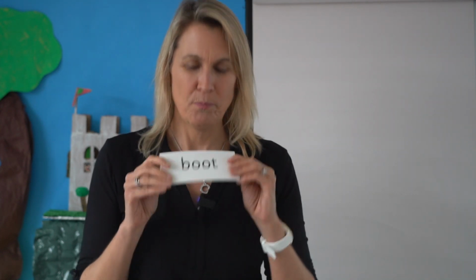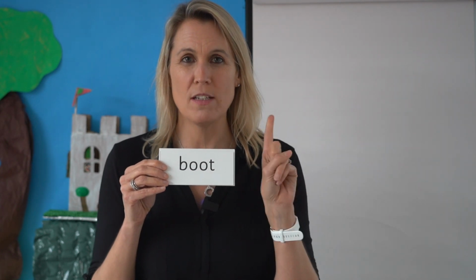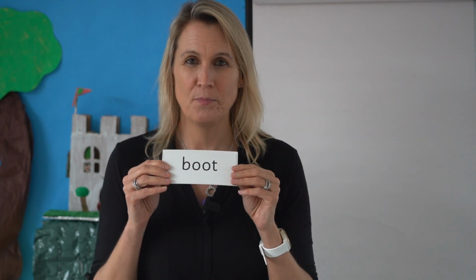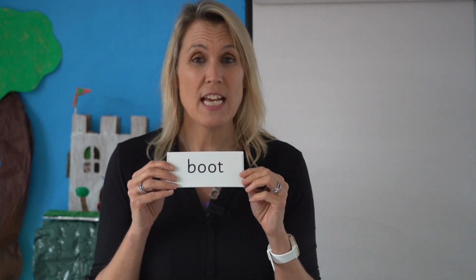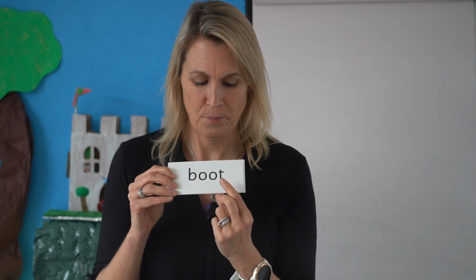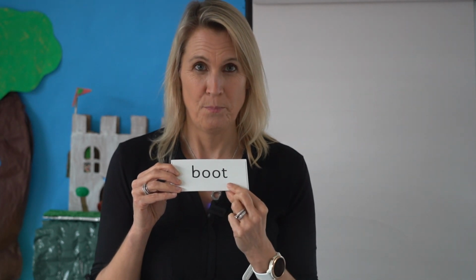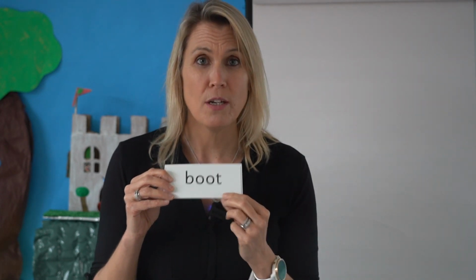Next word. Have a look at this one. Can you spot the digraph? Remember, a digraph is two letters, one sound. Yes, the digraph is oo. Read each sound as I point, then blend and read the word. B, oot, boot. I put on my welly boots when I'm walking across the muddy fields. Look at those muddy boots.